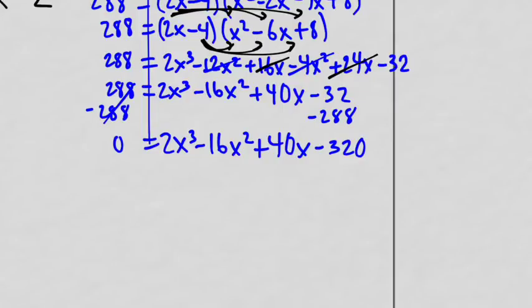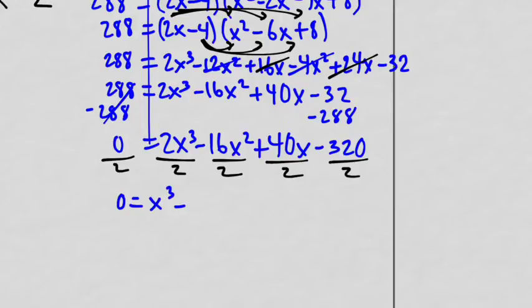Now before I try to factor by grouping, notice again that everything can be divided by a certain number to make it smaller, make it easier. We're going to divide everything by 2. The left side too, right? Whatever you do to the left, you do to the right. On the left side it's just 0 divided by 2, so it's just 0. But on the right side you have x cubed minus 8x squared plus 20x minus 160.